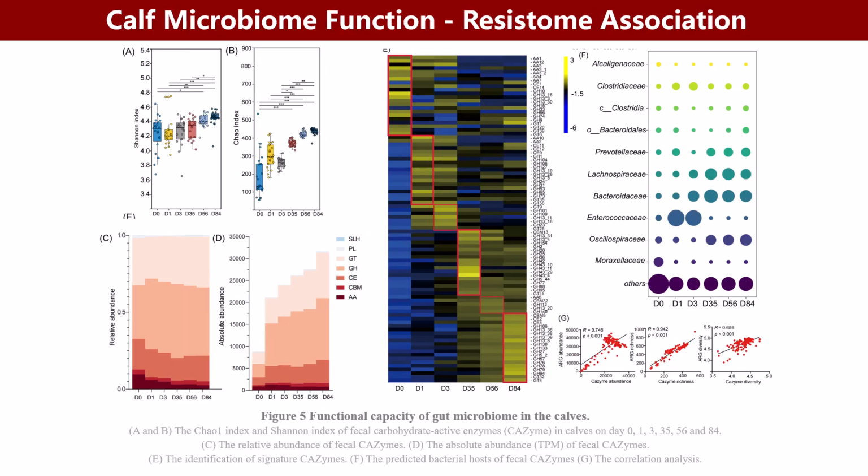The diversity and abundance of intestinal carbohydrate-active enzymes in calves increased with age. Glycoside hydrolases accounted for the highest percentage, and carbohydrate-active enzyme abundance was significantly and positively correlated with resistance gene abundance, suggesting a synergistic evolution of microbial metabolic function and resistance gene transmission.